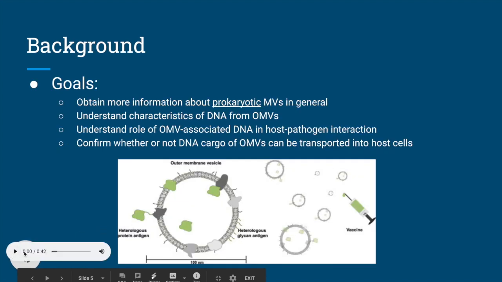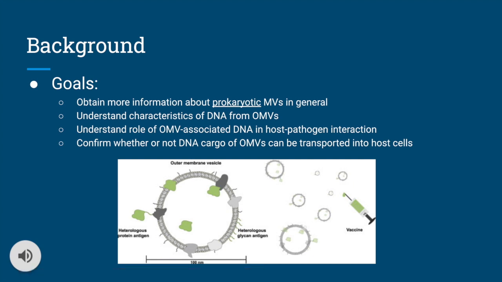The goals behind this paper are as follows: to learn more about prokaryotic membrane vesicles in general, to understand the characteristics of DNA found in outer membrane vesicles, as an increased number of studies that prove DNA in membrane vesicles do not provide enough information on the matter, to better understand the interactions and roles of outer membrane vesicle-associated DNA and host pathogen interaction. And the final and overall goal of the paper is to confirm if it's through outer membrane vesicles that DNA can be transported from the bacteria to the host cells, how it can be tested, and to find the mechanism through which genetic material can be exchanged between prokaryotic and eukaryotic organisms.